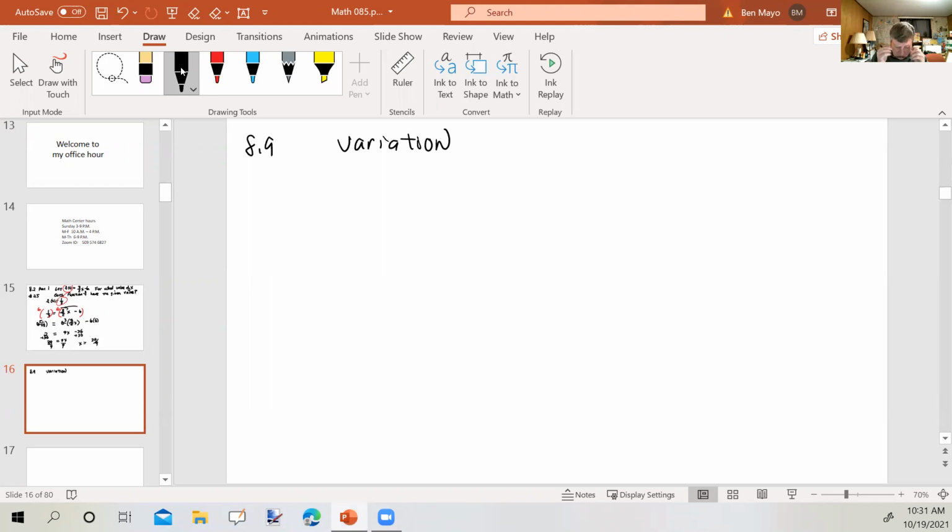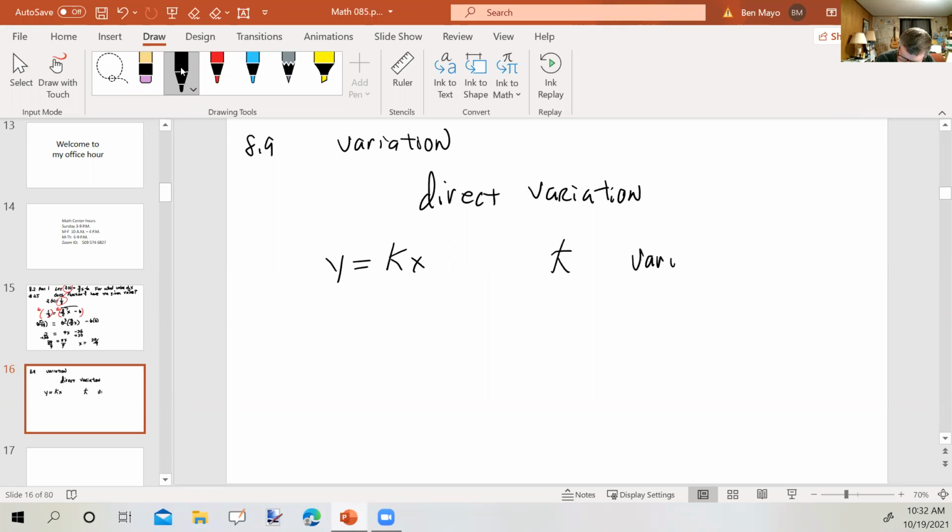The first example is called direct variation. A general form of the formula is y equals kx. K is called the variation constant, or the constant of variation. I think it's even called the constant of proportionality. I like to stick with variation constant because that's the shortest definition.